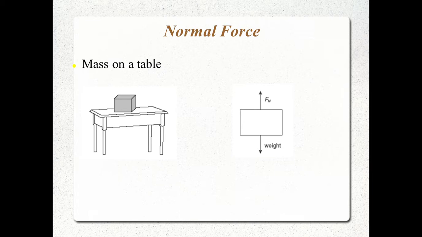So here's a simple case. You have a mass sitting on a table. It's at rest, so the net force is 0. When we look at the interactions, the earth is pulling down on it, so that's what we call the weight. And then the table is supporting it, we call that the normal force. Because it's not moving, Newton's first law says that if an object isn't accelerating, the net force has to be 0. So the upward normal force and the downward weight happen to be equal. They're not always equal, but in this case they are.